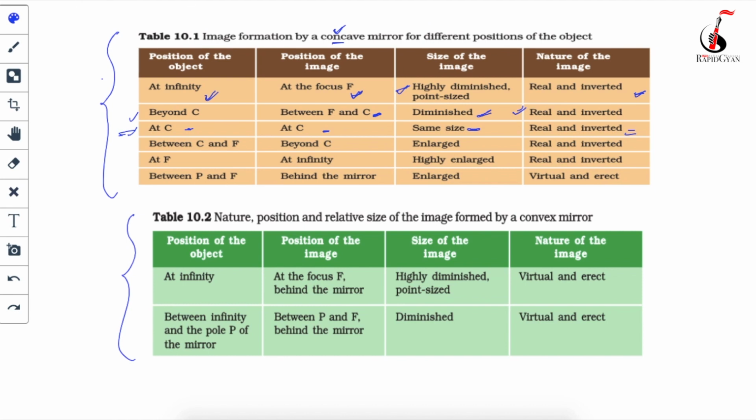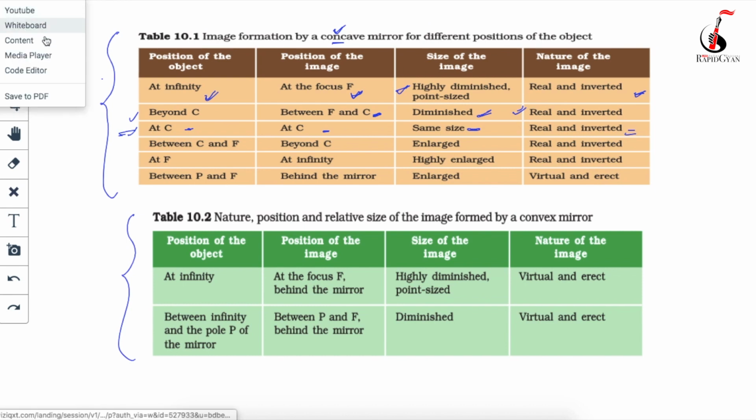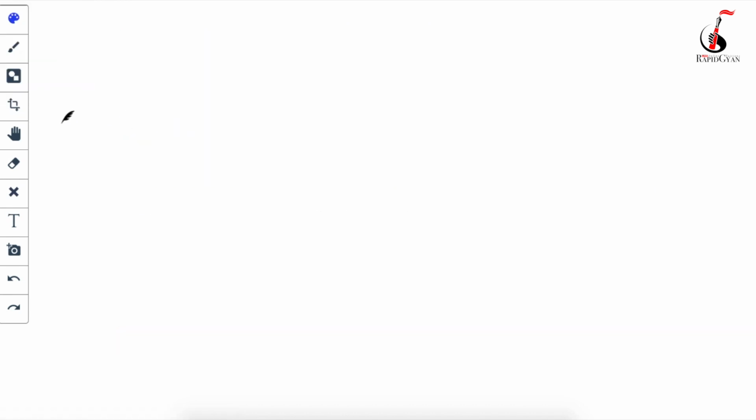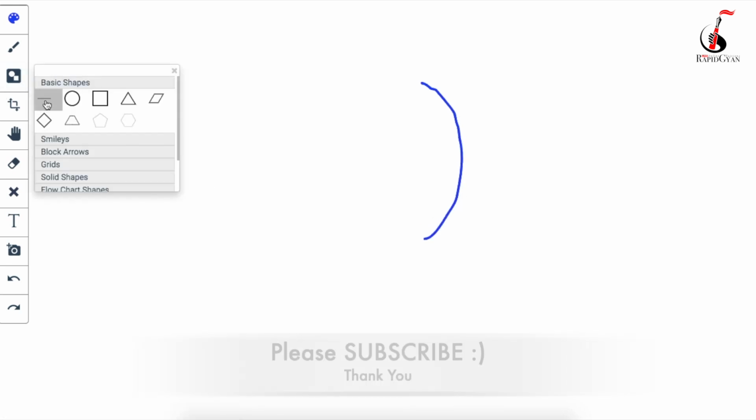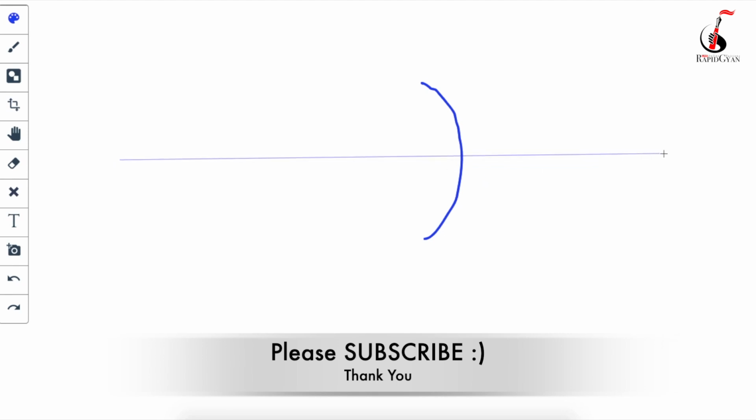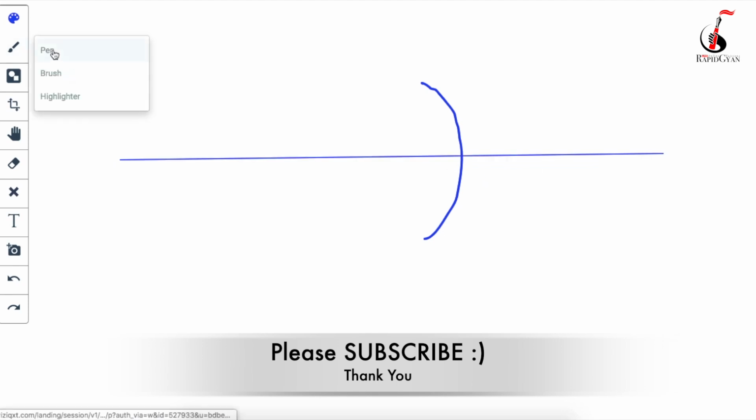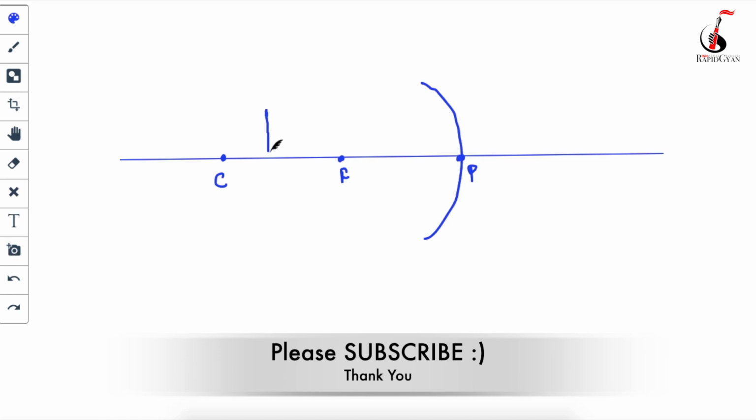Now let's go to the next position, which is between C and F. Let me draw this. This is your mirror, this is your principal axis, and now I will write: this is your pole, this is your F, and this is your C. This is your object.